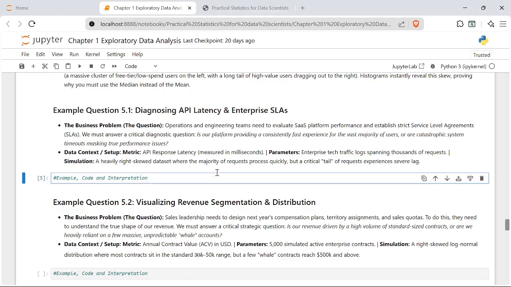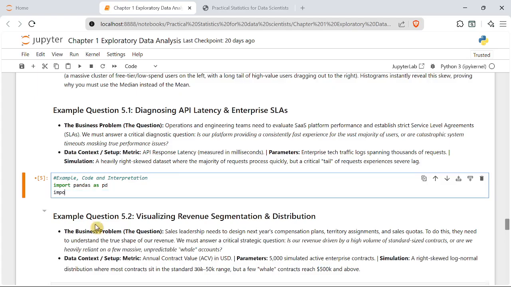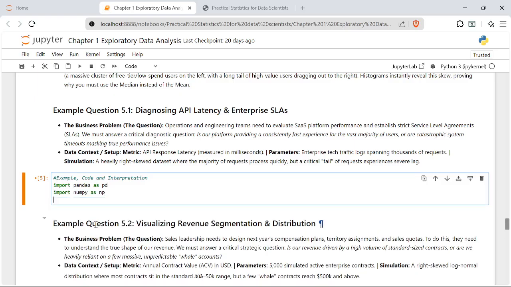So let's start by writing the code. Import pandas as pd, import numpy as np, import matplotlib.pyplot as plt.